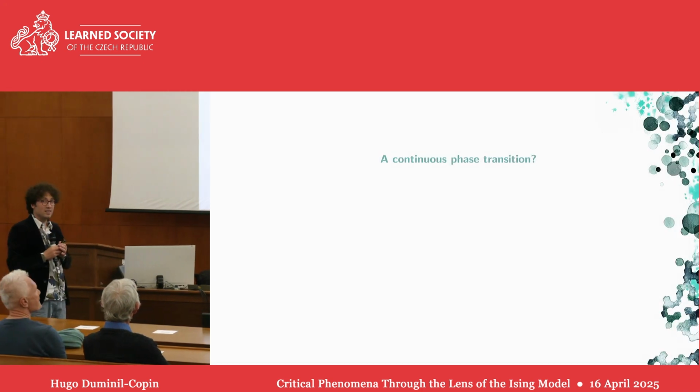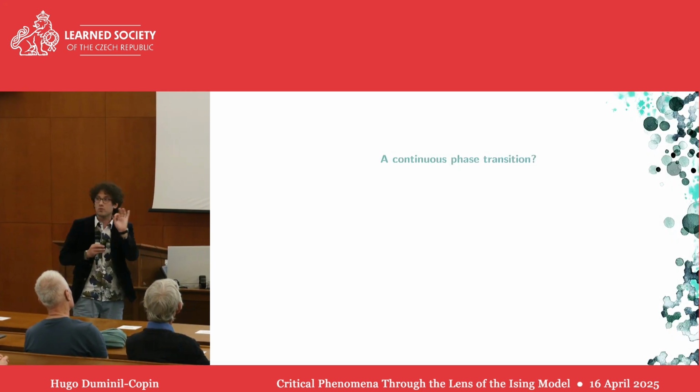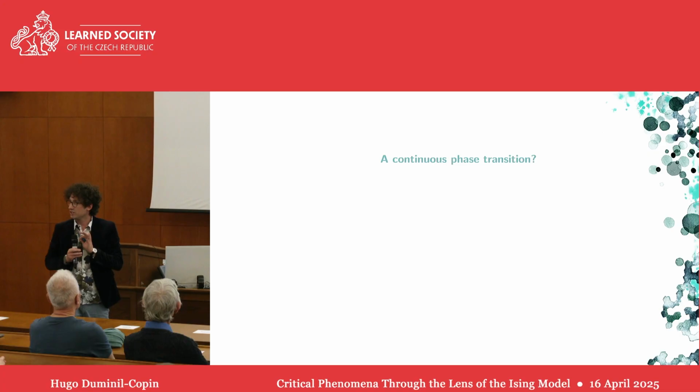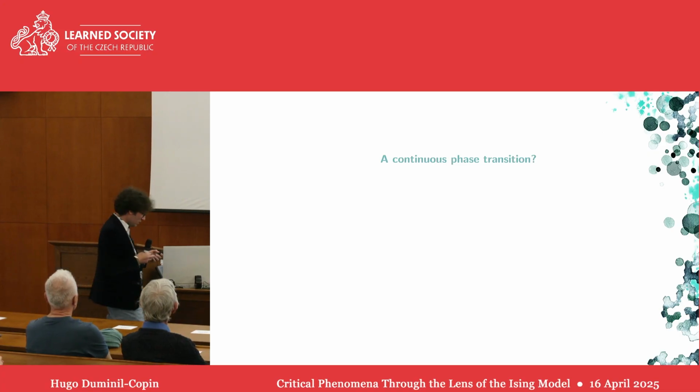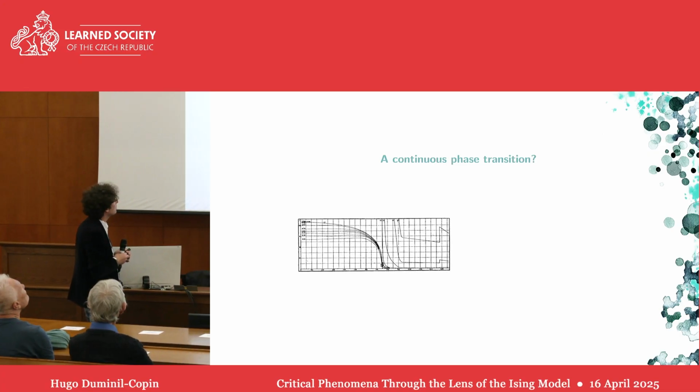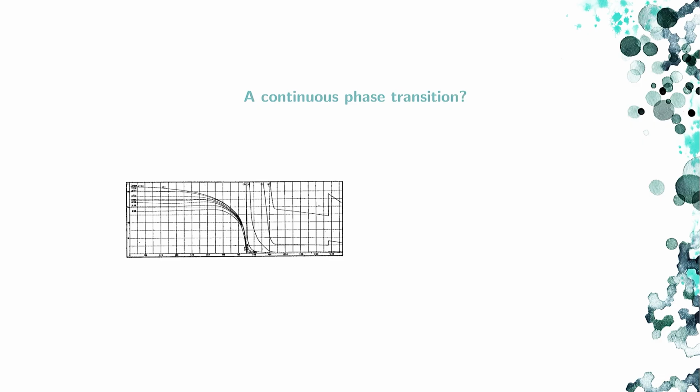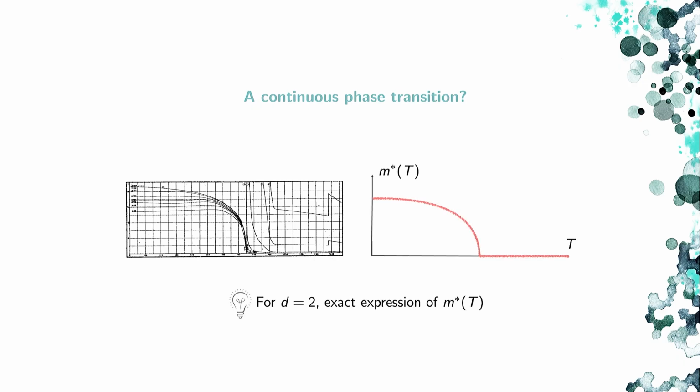I told you that this breaks down even if you do next to nearest neighbor interaction in 2D. By the way, this is what you see for the drawings of Pierre Curie. If you draw the magnetization, it looks like that. There is a singularity here, but it's a continuous one. So the function is continuous. I told you this you get from integrability, this part.